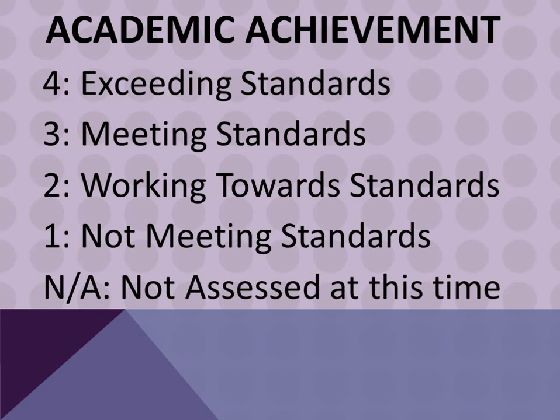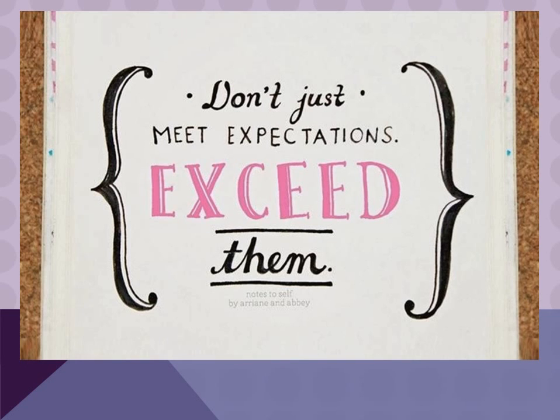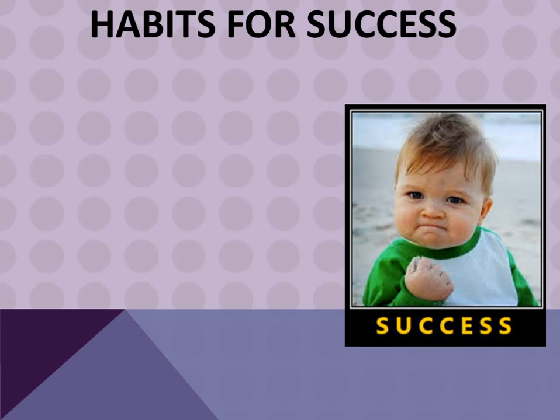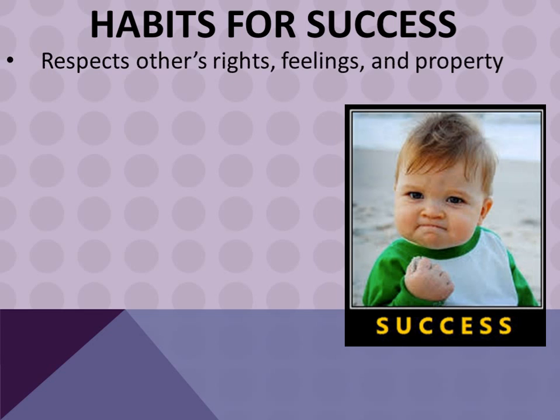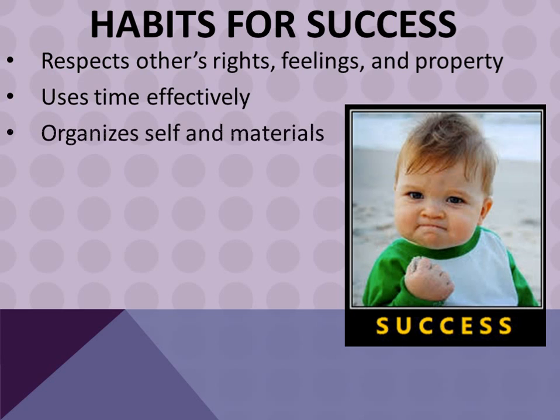Reporting, the first section is academic achievement. As far as the actual assessments, they'll be rated on a 4-point scale as follows. 4 is exceeding the standards, 3 is meeting the standards, 2 is working toward the standards, 1 is not meeting the standards, and an NA for not assessed at this time. While we want our students to meet the standards, exceeding the standards is not out of their reach. I will encourage my students to go beyond what they think they are capable of, and they just might surprise themselves.